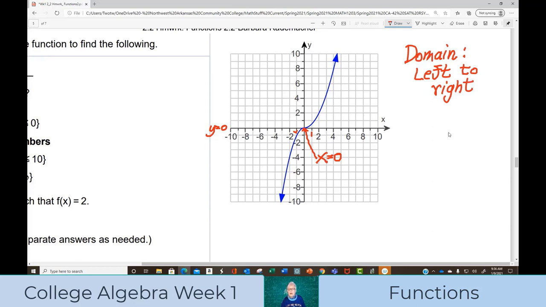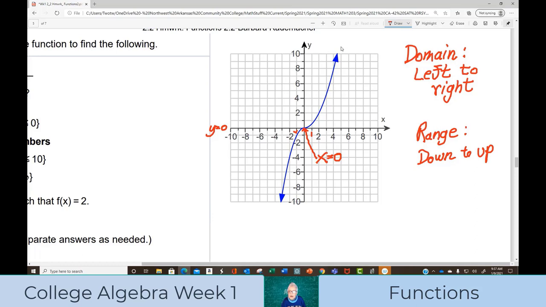It's not the up or down. Range is the up or down. Actually, it goes down to up, lowest to highest, but I'm not trying to be official right now. Down to up. Okay.